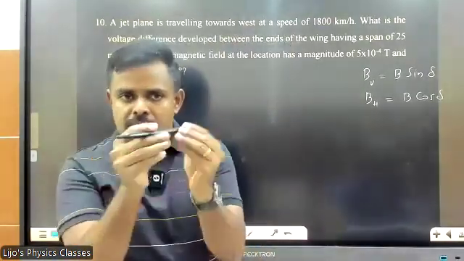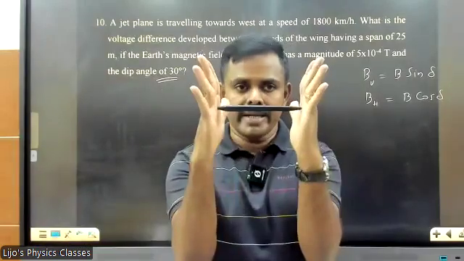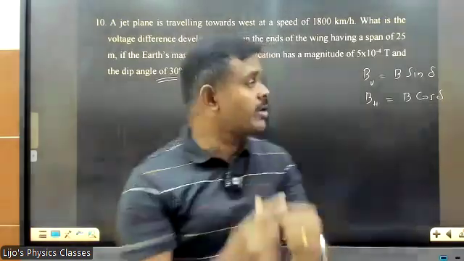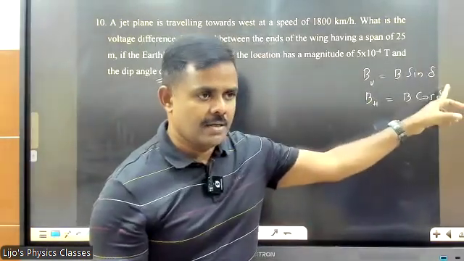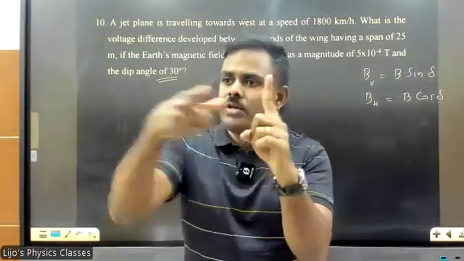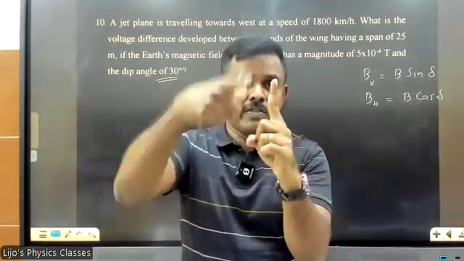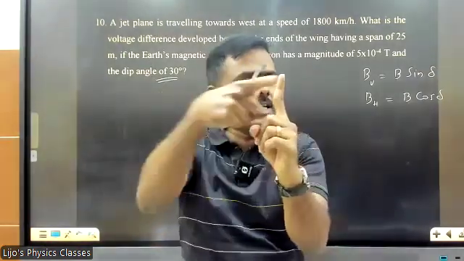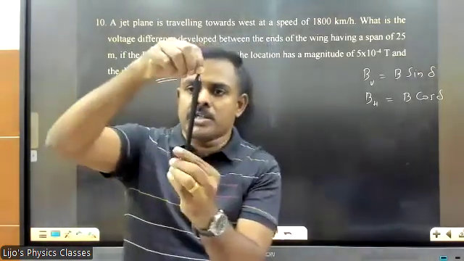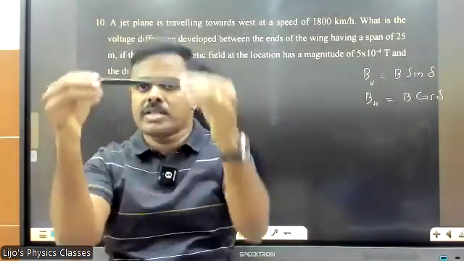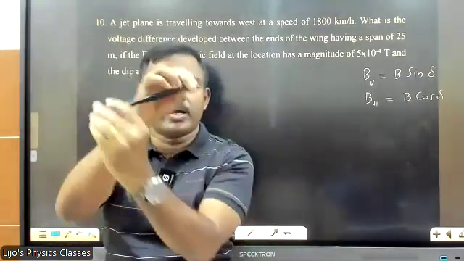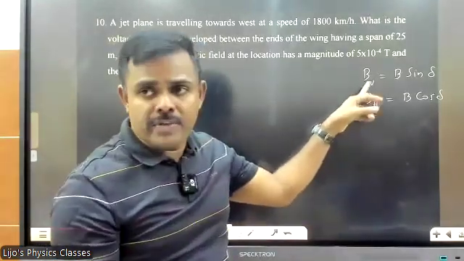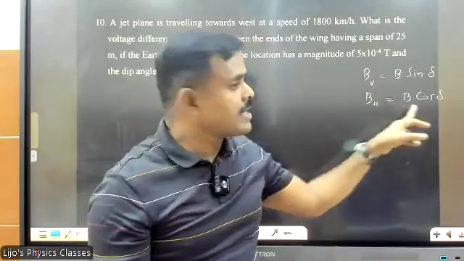I repeat one more time. When the train moves, this is the axle. When the axle moves, it is cutting the vertical component of the magnetic field. Vertical component is what? B sin delta. When a plane flies also, it is cutting the vertical component. If the plane falls down, it is cutting the horizontal component. When the spokes of a cycle wheel rotate, it is cutting the horizontal component. So BV is equal to B sin delta, and BH is equal to B cos delta.